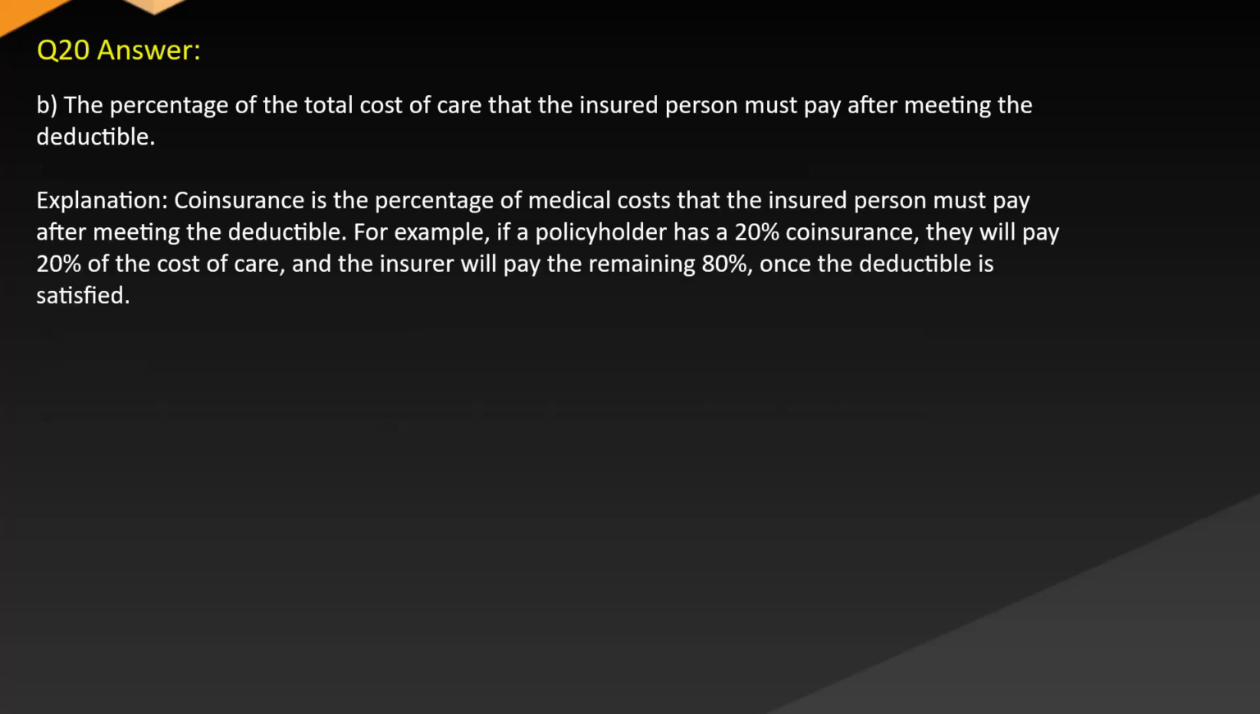Answer. B. The percentage of the total cost of care that the insured person must pay after meeting the deductible. Explanation. Coinsurance is the percentage of medical costs that the insured person must pay after meeting the deductible. For example, if a policyholder has a 20% coinsurance, they will pay 20% of the cost of care and the insurer will pay the remaining 80% once the deductible is satisfied.